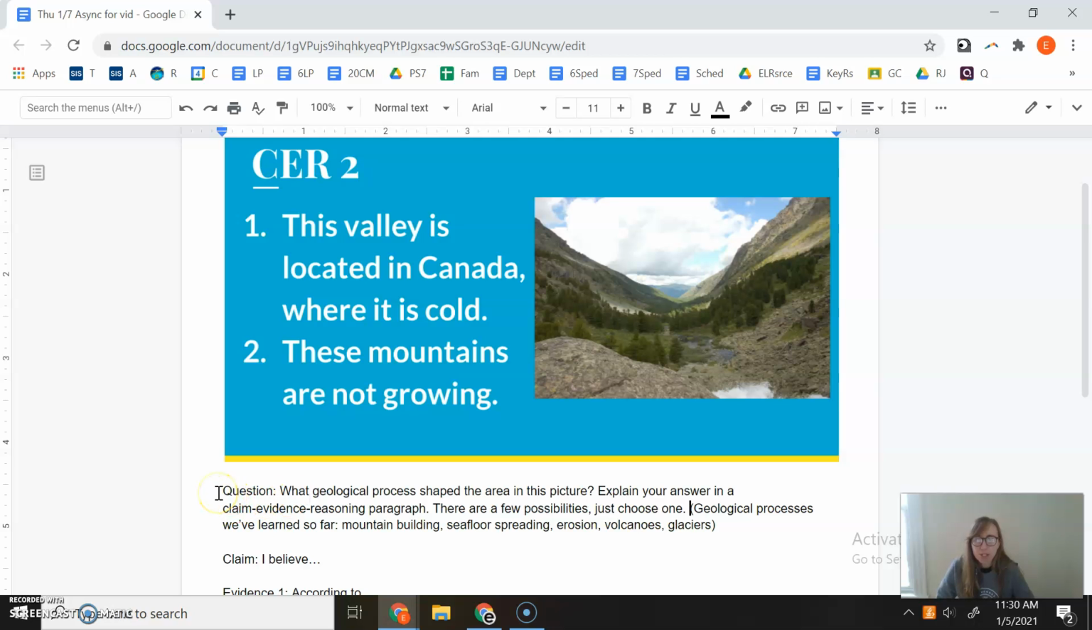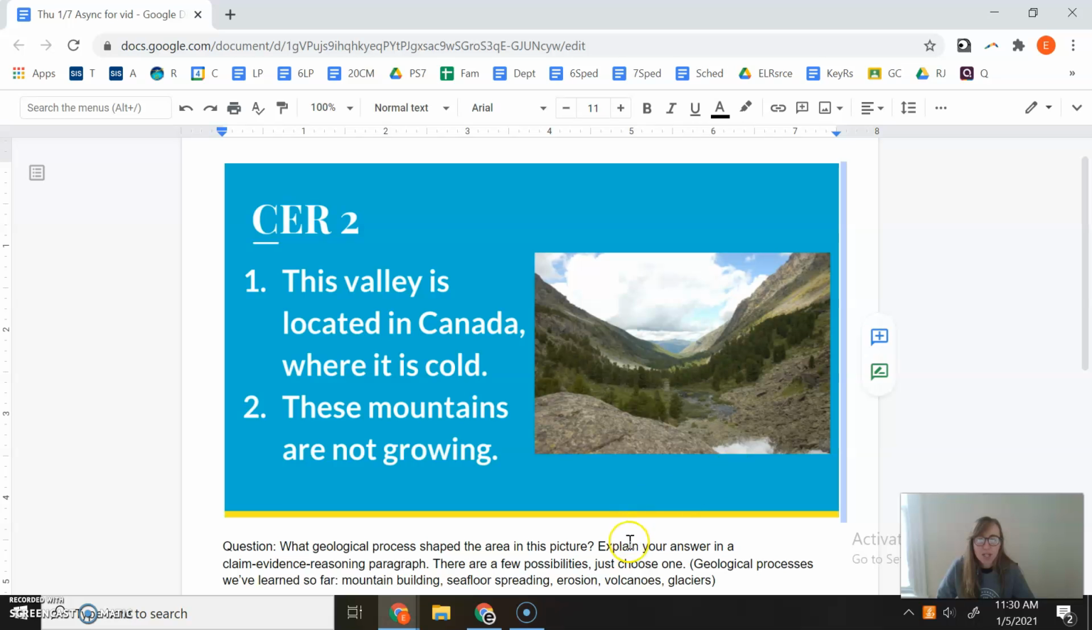Okay, so now I'm going to look back up at this slide. Now that I know I'm looking for what geological process shaped the area in this picture, there's a picture here, and then there's also two other pieces of evidence. So I can use evidence from the picture, but I could also use either of these text pieces as evidence. Okay, so geological processes that we've learned so far are mountain building. There are mountains here, so maybe this is an example of mountain building. Seafloor spreading. This is not under the oceans. There's no way it's that. I'm going to cross that out, or I'm going to delete that.